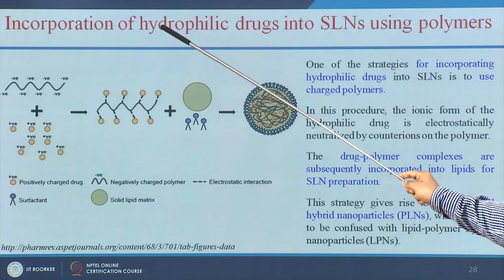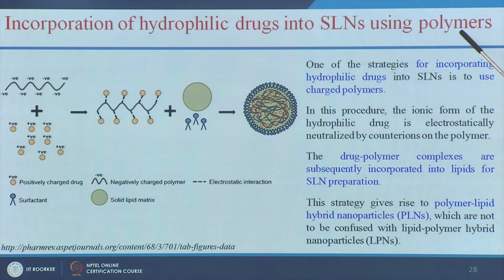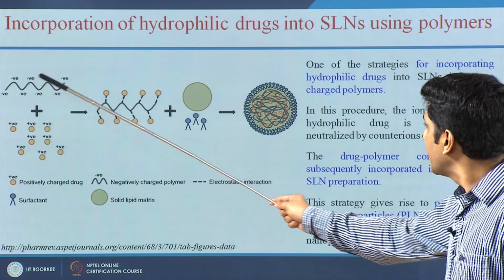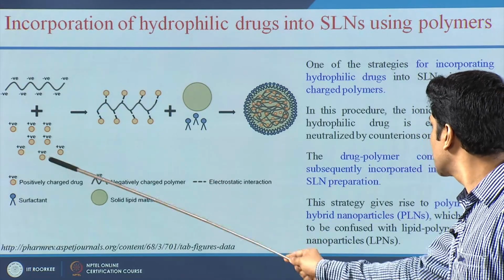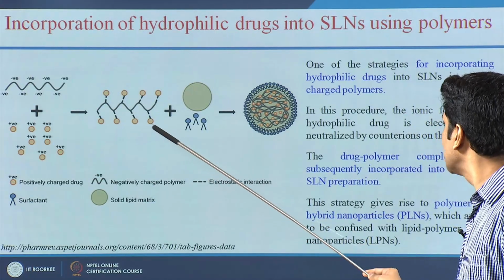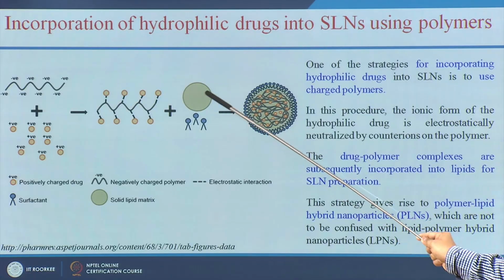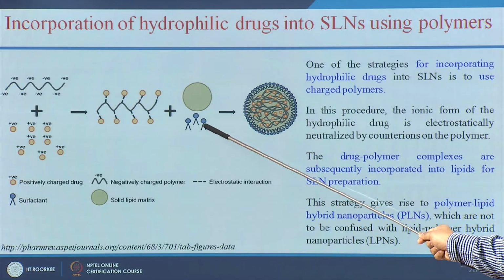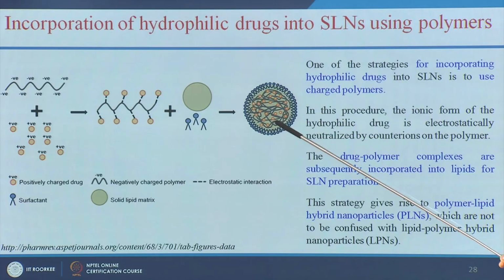And we can also incorporate hydrophilic drugs into this SLN using polymers. So, here you can use a negatively charged polymer and a positively charged drug. So, they will combine and form this kind of complex, and when you mix it with the solid lipid matrix and surfactant, it will form this kind of structure. So, in this process the drug polymer complex is incorporated into the lipids for SLN preparation, and this strategy gives rise to polymer lipid hybrid nanoparticle, that is PLN. So, there is another type of material, that is LPN. So, that we will see, what is LPN.